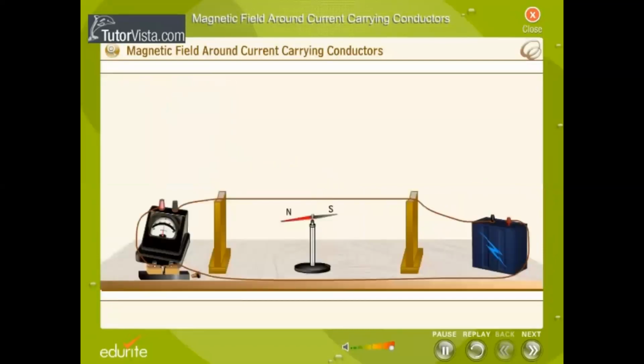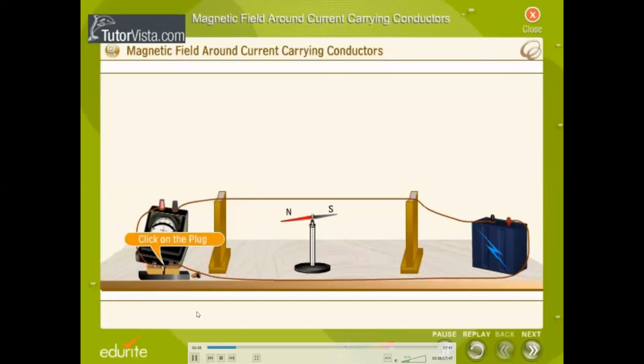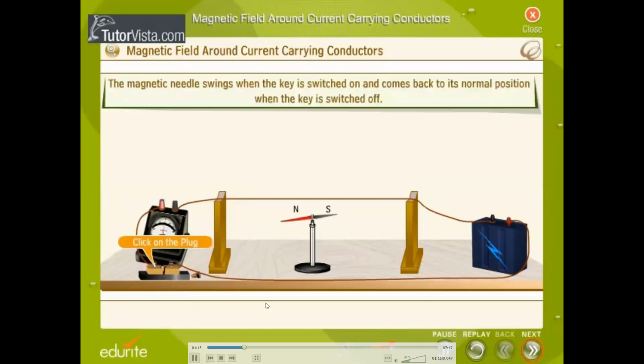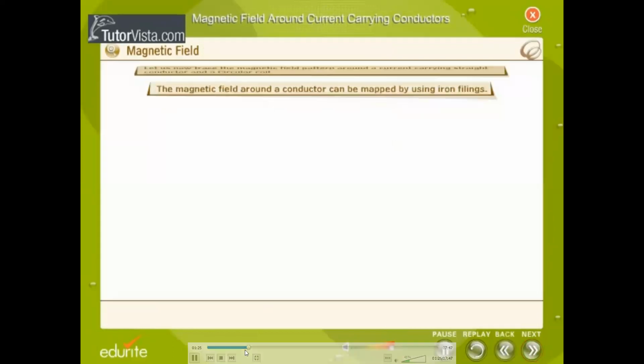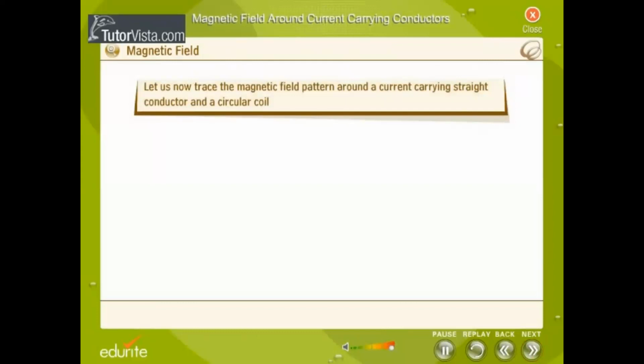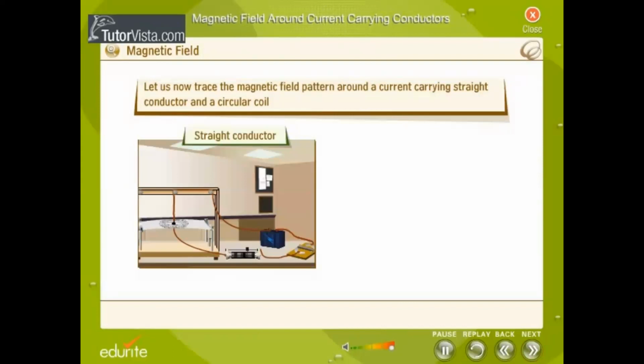Want to see the deflection? Arrange a battery, ammeter, key, and a copper wire as shown here. Place a magnetic needle below the copper wire. Switch on the key and observe the magnetic needle. Let us now trace the magnetic field pattern around a current-carrying straight conductor and a circular coil.